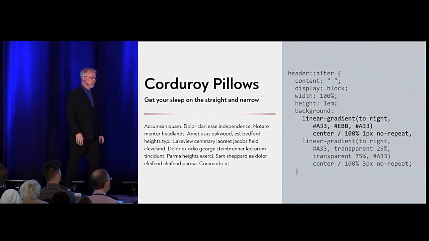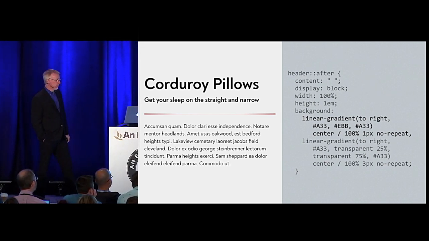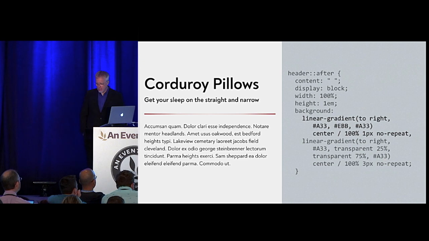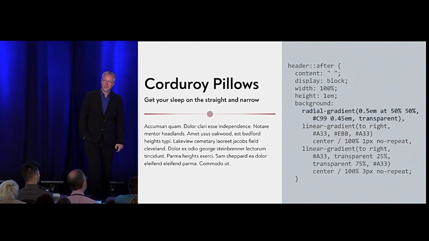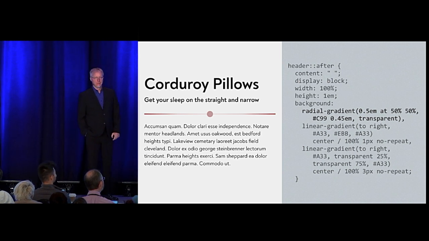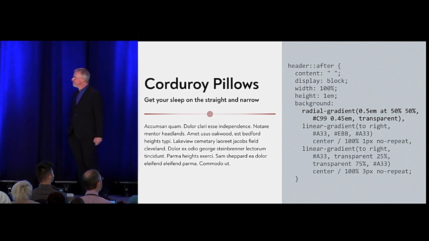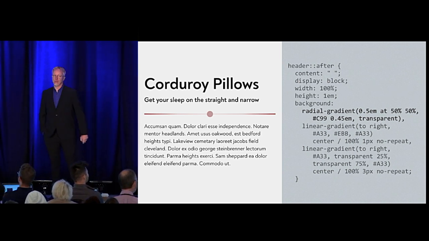And then, okay, that's kind of cool, but let's take it further. Let's use a radial gradient and put that right in the middle. Now I have a separator. I'm building my own custom horizontal rule.